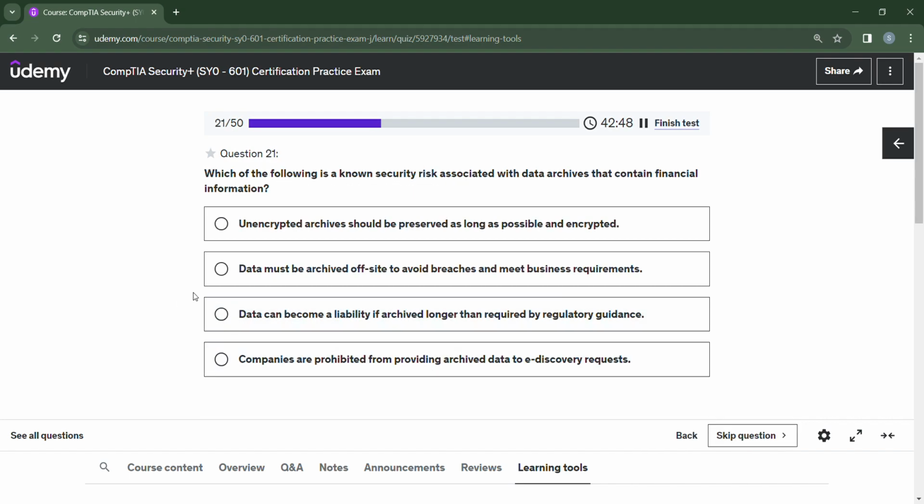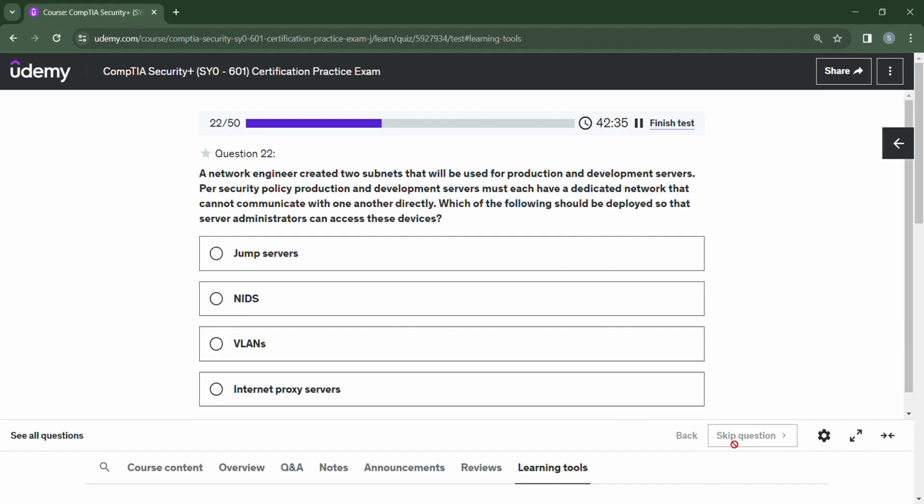Which of the following is a known security risk associated with data archives that contain financial information? I think it's data can become a liability if archived longer than required, I believe.